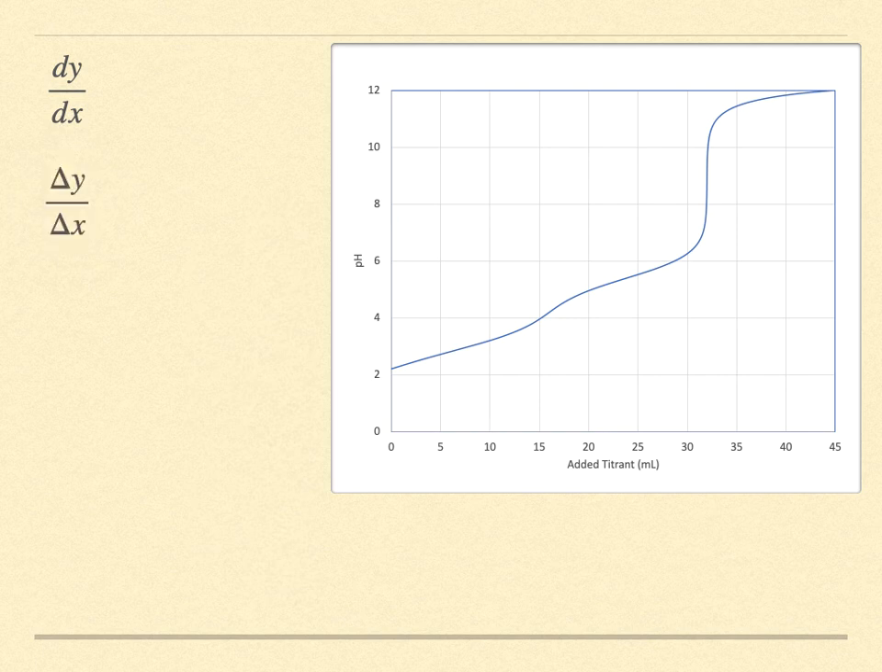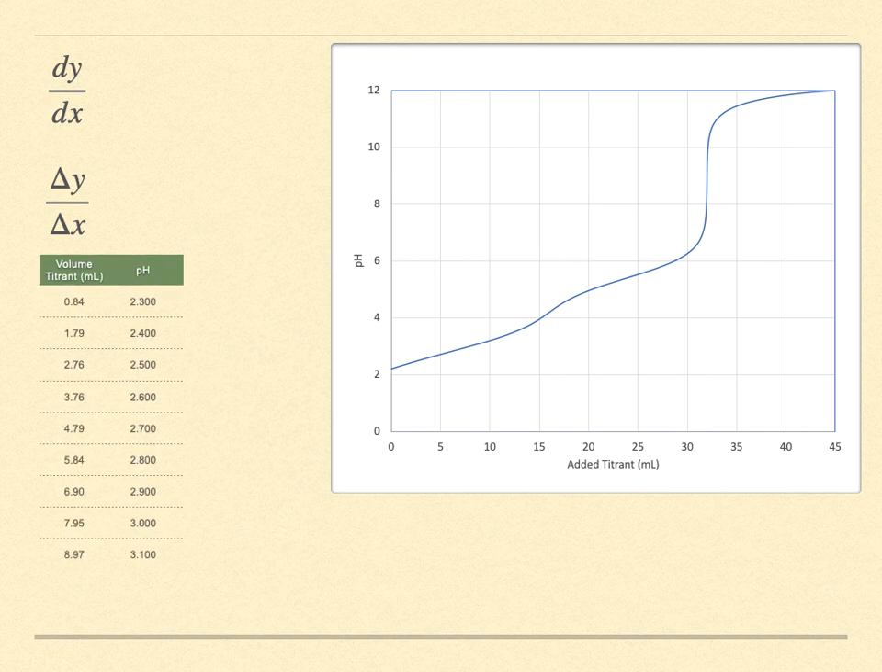With our discrete data points, we can estimate the derivative with delta y over delta x. Here are the first 10 data points on the curve. Take the first two x values, the titrant volume, and find the midpoint between them. Now that's just their average. This will be the x values for our derivative plot. We place it in the next column. Continue this down with each pair of data points. Go back to the top.